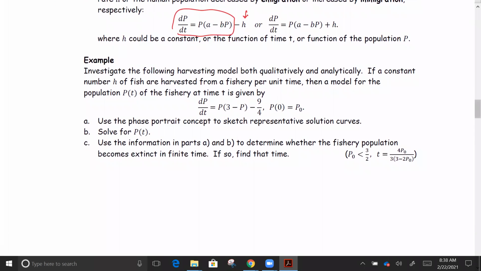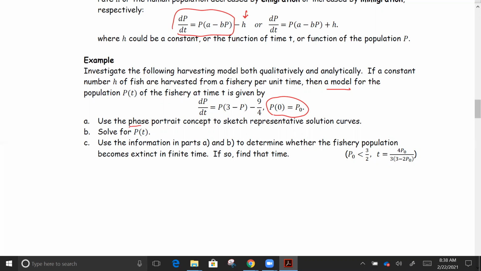So for our case, the model is in the form of dP/dt equals P times (3 minus P) minus 9 over 4, where the initial population is P subscript 0. P subscript 0 is understood to be a non-negative number. We can use it to find the analytical solution later in part B and part C. Again, this equation is still autonomous.